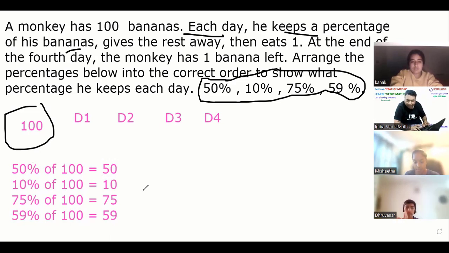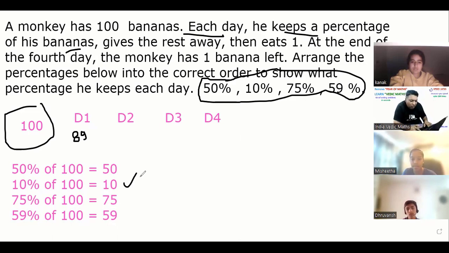Let's try another number. Let's say the first day was 10%. He gave 10%. So how much remains with him? 90. Then he eats 1, so 89 remains. Can we get, yes, Mishita? I think it's the percentage he keeps, not gives. No, he keeps a percentage. Okay, he keeps a percentage.